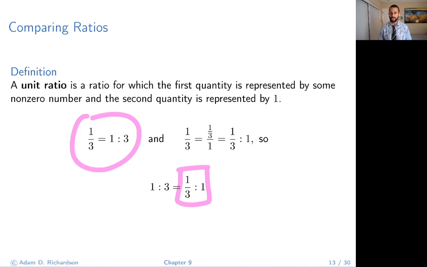The reason that we call it a unit ratio is because we're comparing a fraction to a unit. The nice thing about this particular structure is we're saying that the ratio 1 to 3 is the same as 1/3 to 1. So if you wanted to have 1 cup to 3 cups, it's the same thing as having 1/3 of a cup to 1 cup.